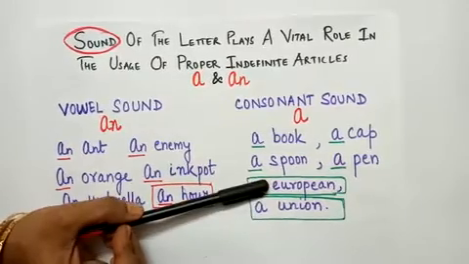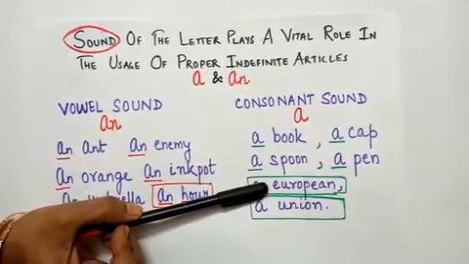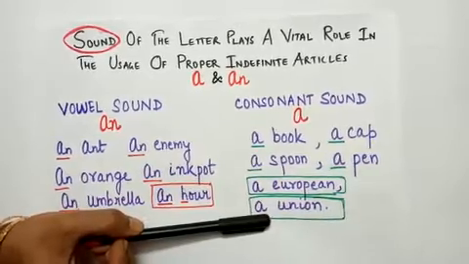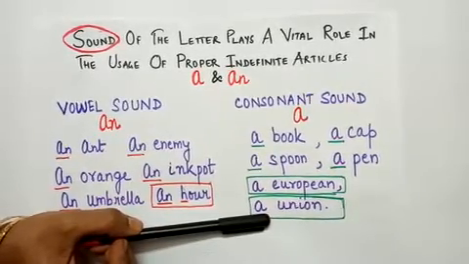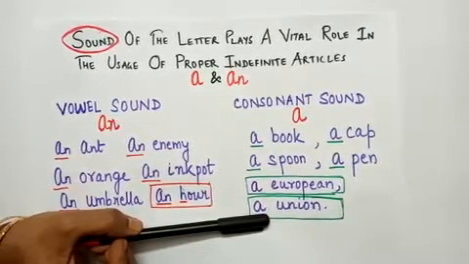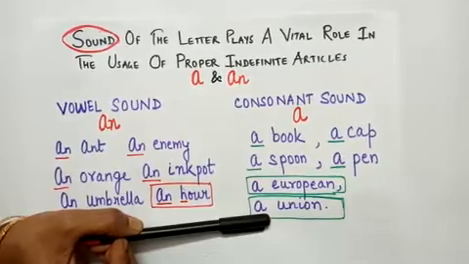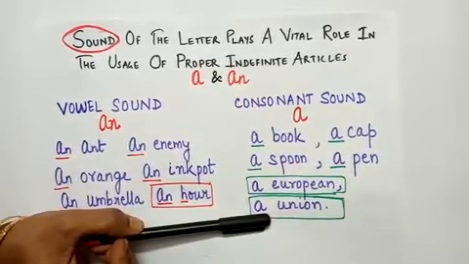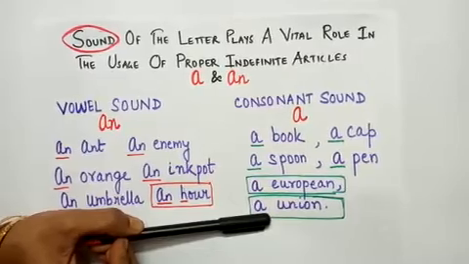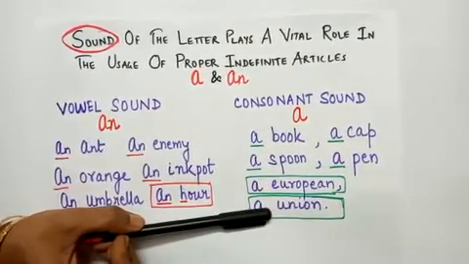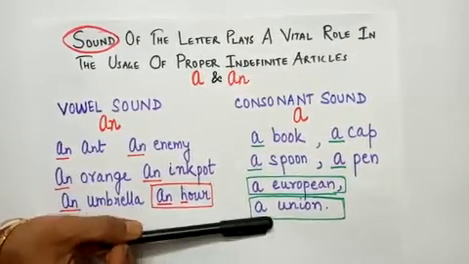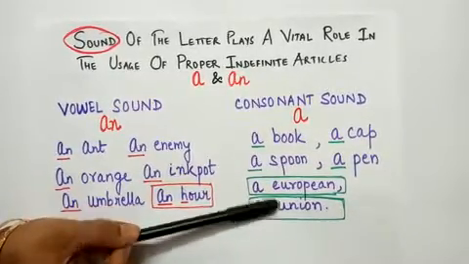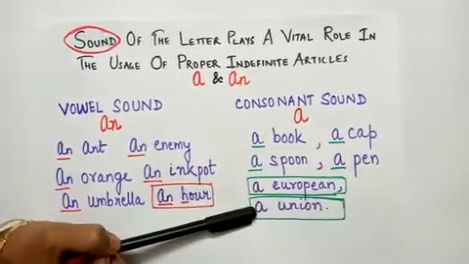So when U is read as 'you', it becomes a consonant sound. Here again, union. Although U is a vowel, the sound of U here is 'you'. Here we read U as 'you' and not as 'uh'. That is why it becomes a consonant sound. And thus we have used a European and a union rather than an European and an union.